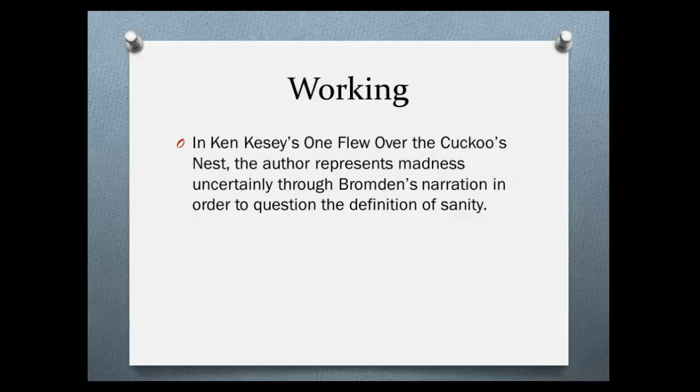So putting it together, I get something like this. In Ken Kesey's One Flew Over the Cuckoo's Nest, the author represents madness uncertainly through Bromden's narration in order to question the definition of sanity. I think I can go with that. I can get a lot of information out of that and it really speaks to the way that I've been reading the book. But I can make it better.